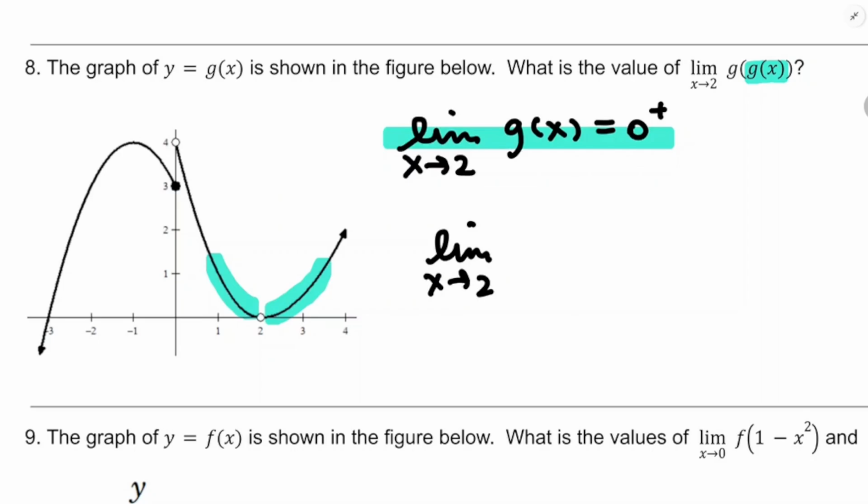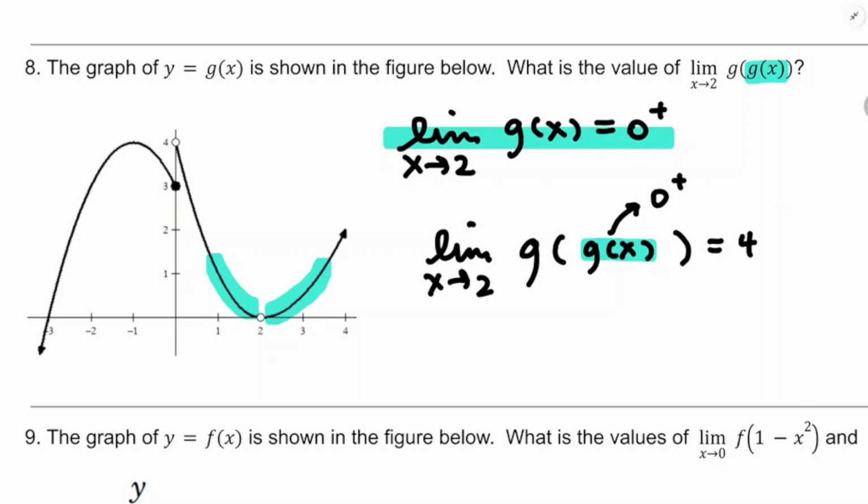Okay, as x approaches 2, g of x. Really think about as x is approaching 2, this thing right here is approaching 0 from above. Okay, so as x approaches 0 from above, g is approaching 4. As a result, this composite function is going to approach 4.